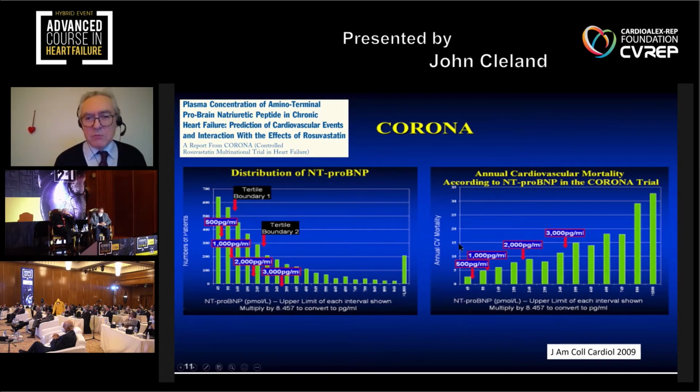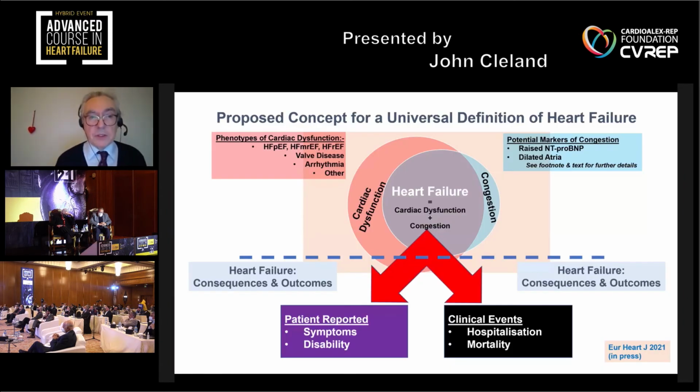So it does make you think that perhaps the natriuretic peptides are the diagnosis of heart failure. And that's precisely what we're suggesting. This first universal definition of heart failure is just about to be published in the European Heart Journal. You have to think about the phenotypes of cardiac dysfunction.